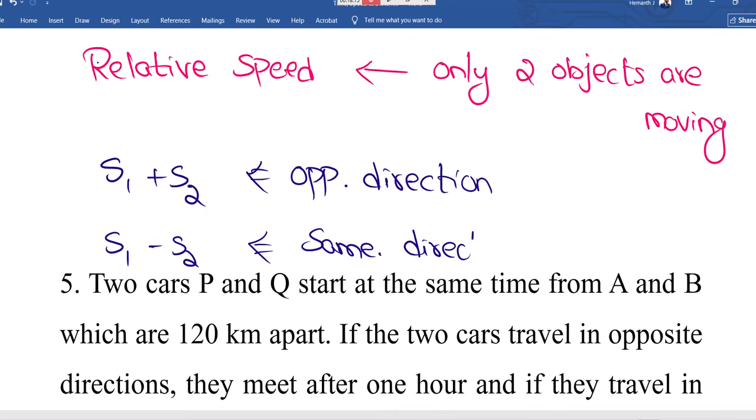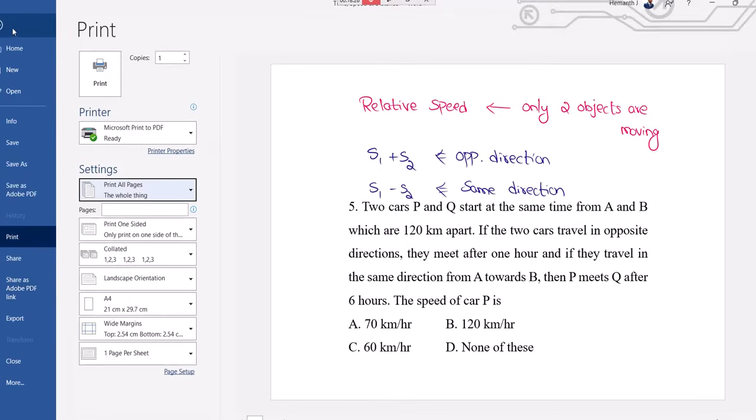If three objects are moving, we can apply it for two at a time. We cannot apply it for three at a time. Relative speed cannot be applied for three objects at a time, only for two.